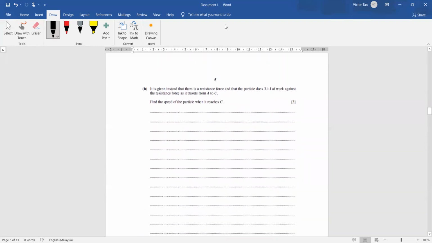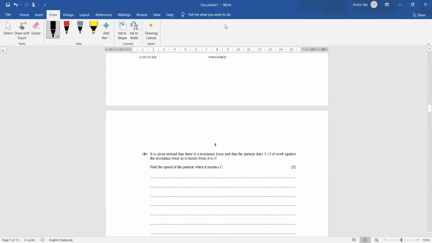It is given instead that there is a resistance force and that the particle does 3.1 joules of work against the resistance force as it travels from A to C. Find the speed of the particle when it reaches C.